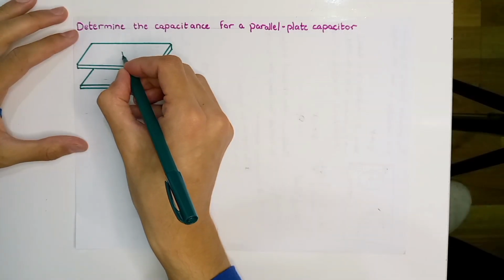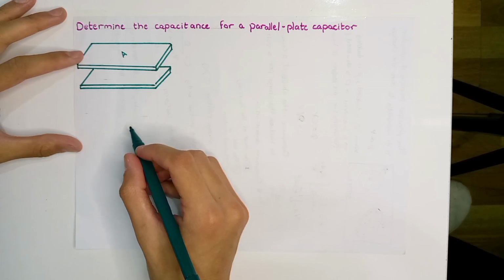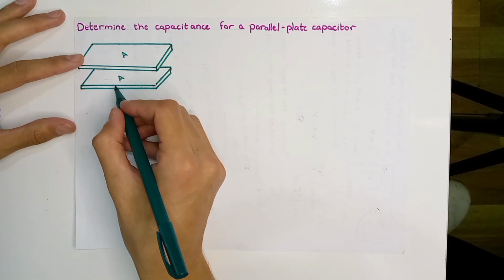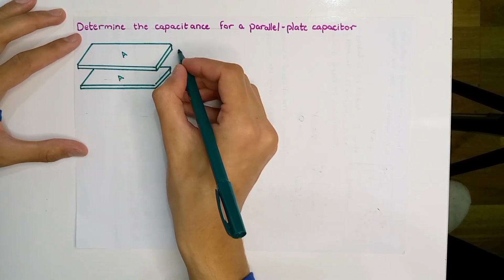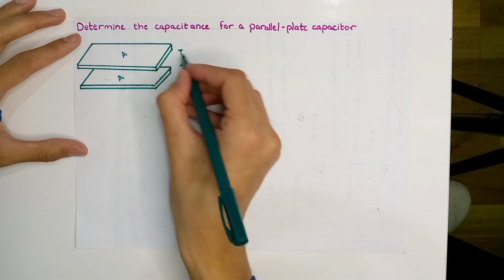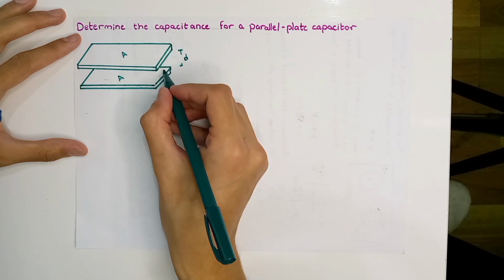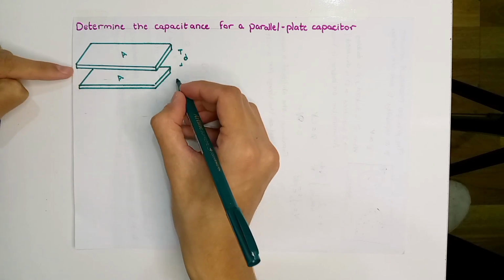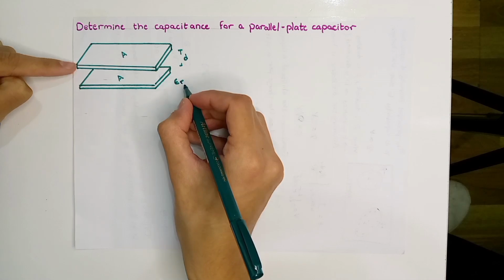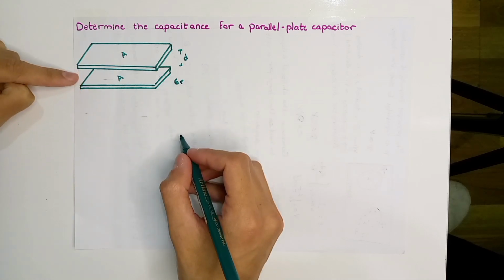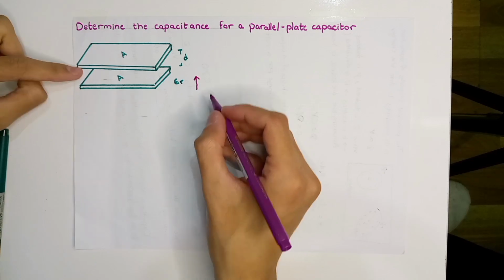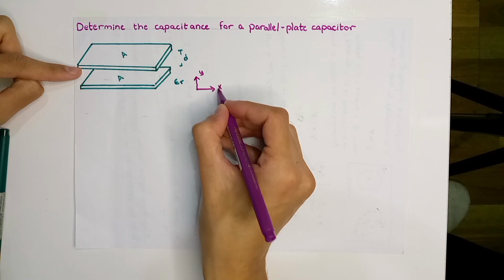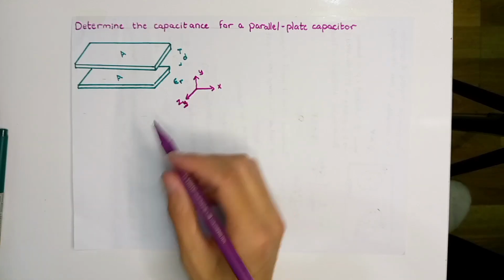I will represent the area of this plate by A, and the area of this plate is also A. Both of them have the same area. Let's denote the separation between these two conductors by d, and the relative permittivity of the dielectric between these two plates by epsilon sub r. Regarding the Cartesian coordinate system, y is upward, x is rightward, and the axial coordinate is z.